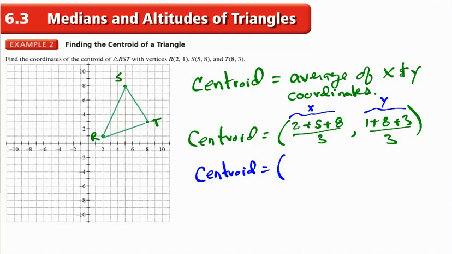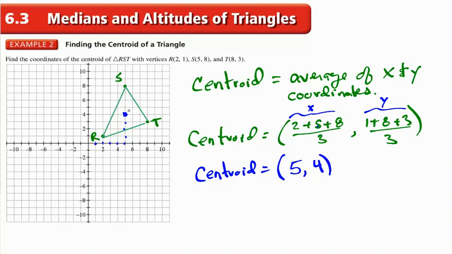So that gives us 2 plus 5 plus 8 is 15. 15 divided by 3 is 5. And then 1 plus 8 plus 3 is 12. 12 divided by 3 is 4. If we go to (5, 4), over 1, 2, 3, 4, 5, up 1, 2, 3, 4, there's our centroid. And that would be the point that all of the medians intersect at.